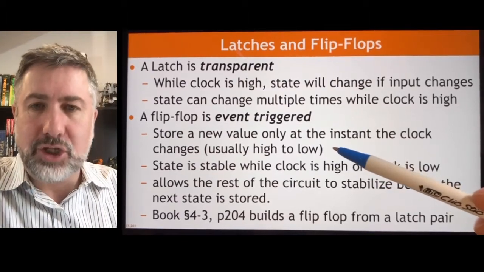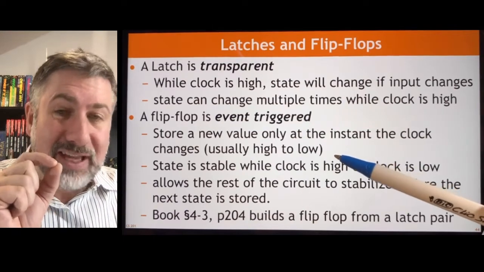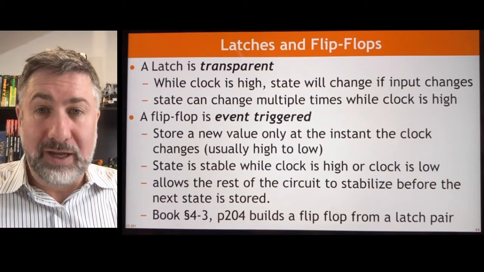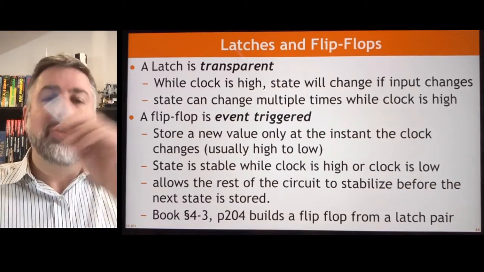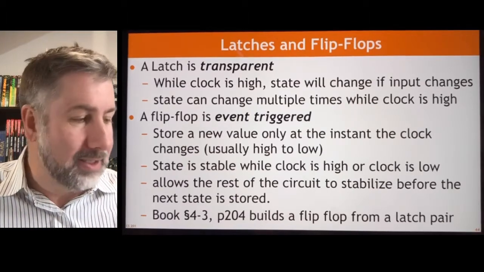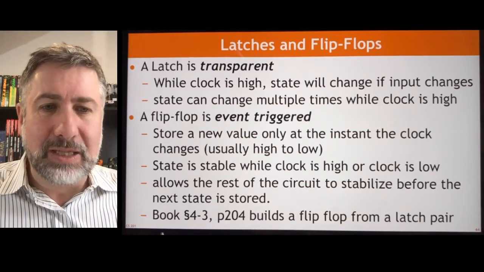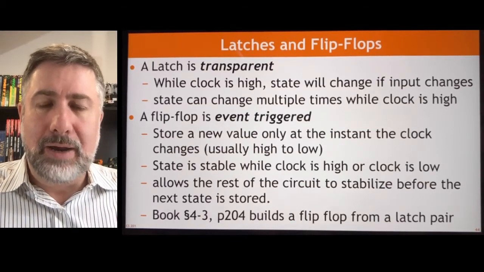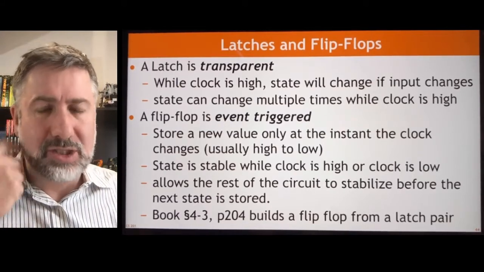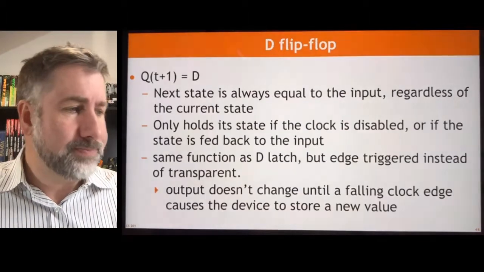As it makes the transition, it stores a new value, and because that transition happens on a single event, on an edge, rather than the duration of the high clock value, that means we prevent these sort of feedback loops and other things. It allows the rest of the circuit to stabilize before the next state is stored. And you can see more details about this in the book and in a few other places. But starting now, I will usually talk about flip-flops instead of latches, just because that's the devices we actually end up using in our machines.